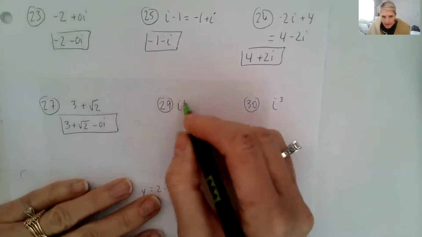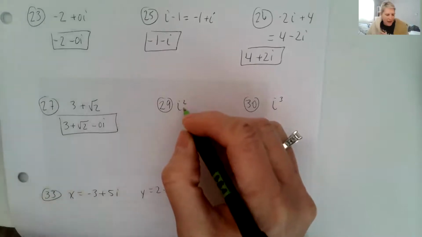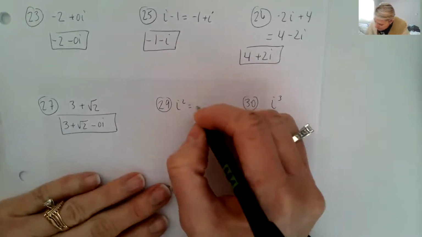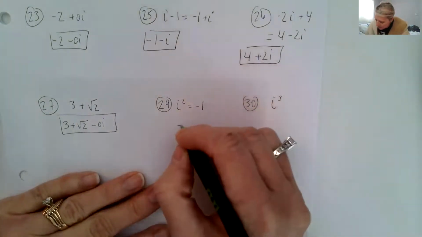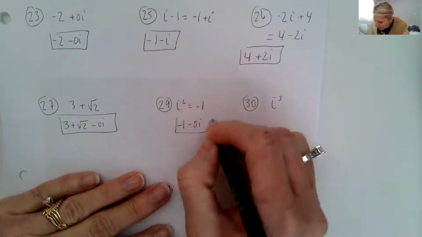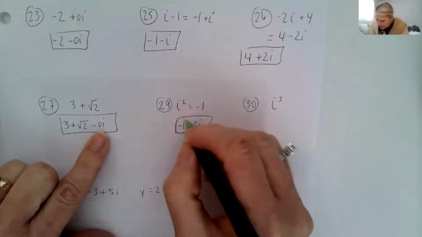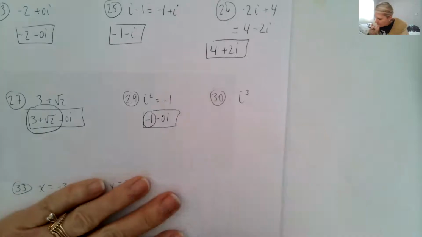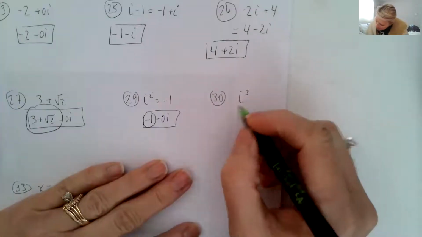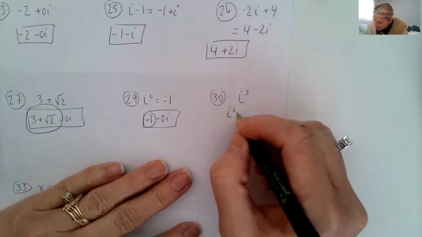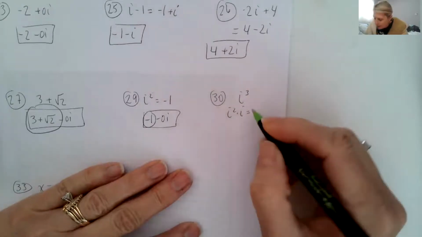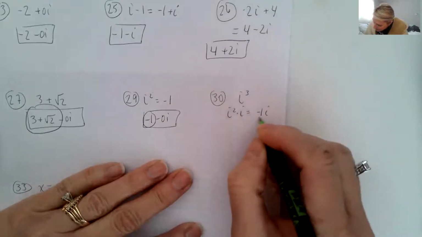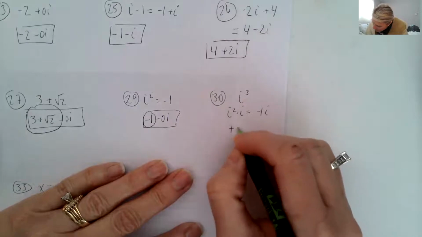Then 29, i squared, we already showed that on the last page, is a -1. And so that's a real, so it's -1 minus 0i. But remember, these are just essentially still just a -1. This is essentially still 3 plus square root of 2 because the 0i goes away. Now 30 is i squared times i, essentially, and i squared is a -1, so it's really a -1 times i. And so the conjugate would be plus i.